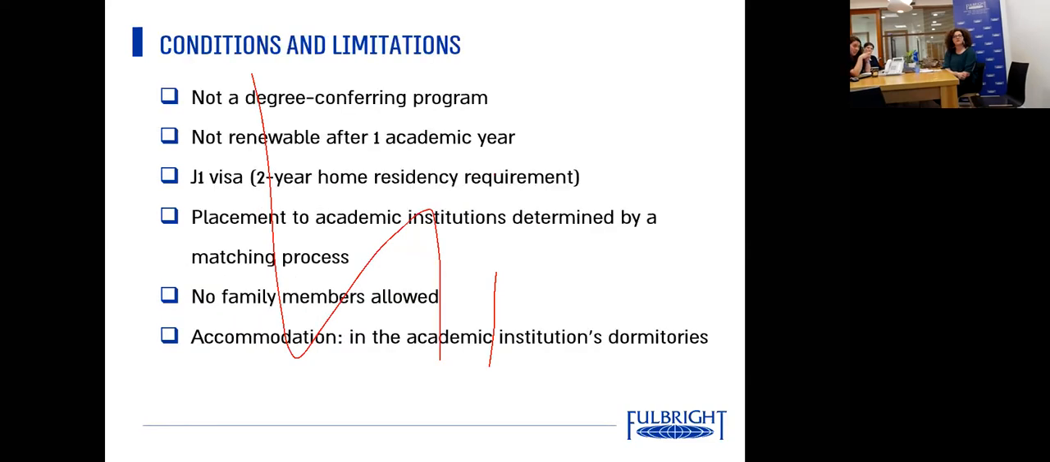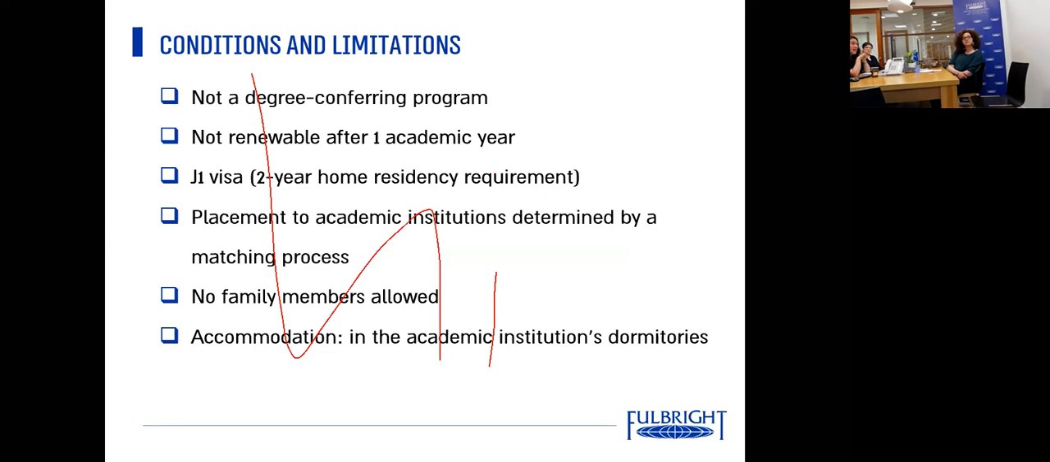Conditions and limitations. This program will not give you a degree at the end. You will be studying academic courses, you will be teaching in academic courses, but you do not get a degree, meaning it doesn't give you a bachelor degree or a master's degree, and so on. It's not renewable after one academic year. You're only there for 1 year, you cannot continue another year. You will be receiving J1 visa. J1 visa requires you to go back to your home country and stay there for 2 years after you finish. Please remember that, it's very important.